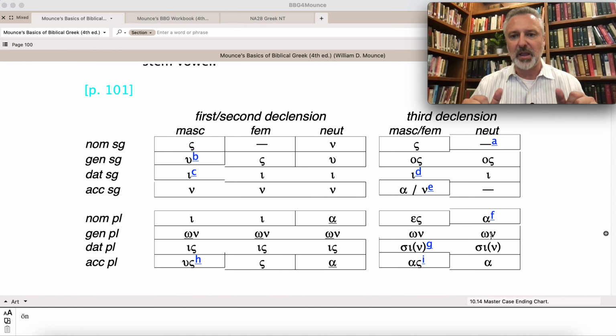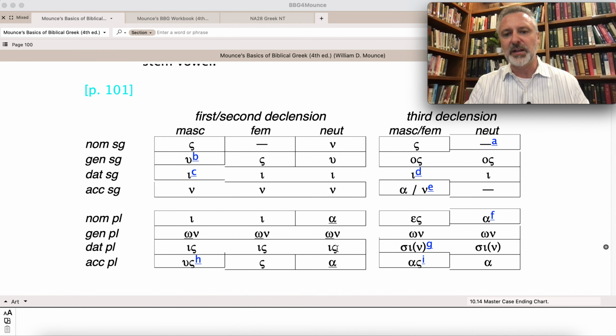Same thing. So nothing to be afraid of here. This is kind of standard. Even with the third declension, you'll see the omega nu. What we see with the dative plural is iota sigma in the other declensions. The only thing that happens over here is they transpose. So instead of iota sigma, you have sigma iota.